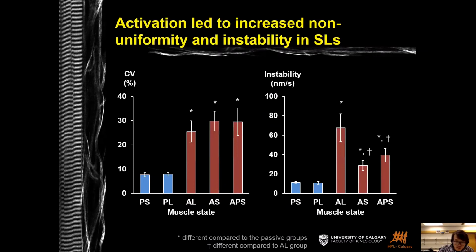Upon calcium activation, sarcomere length non-uniformity increased by 2.5 to 3 times, but these values are similar in isometric contraction before and after active stretch. For sarcomere length instability, isometric contraction led to a 6 times growth to about 70 nanometer per second. But this value dropped significantly to about 40 nanometer per second following active stretch.